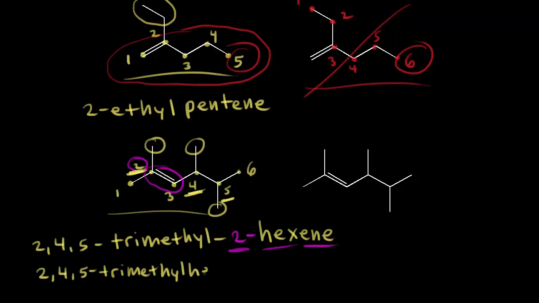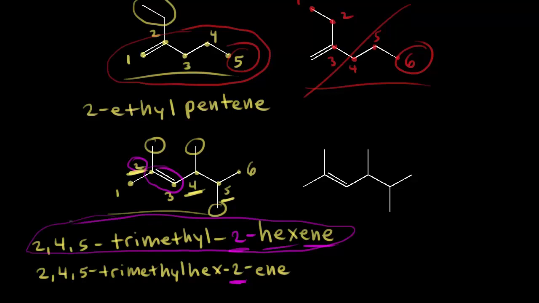Let's write hex, and then we'll put the 2 in here, hex-2-ene. So again, the 2 right here indicates the double bond starts at carbon 2. This first way of naming it, 2,4,5-trimethyl-2-hexene, is more of the old school way of naming this alkene. 2,4,5-trimethylhex-2-ene is more of the newer way, but currently most people would accept both ways to name this alkene. What if you tried to number this from the right to the left?